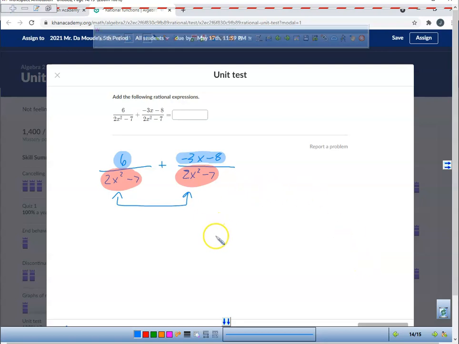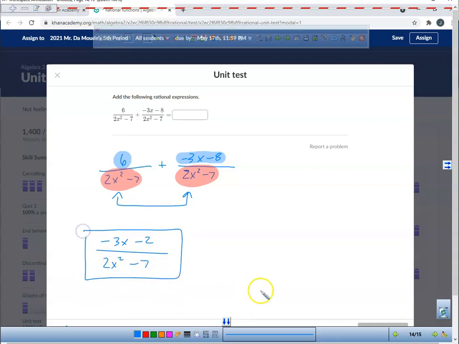So what could I add together? The 6 minus the 8. What is 6 minus 8? -2. So here's what we're left with. -3x minus 2 over 2x squared, and that's your answer.